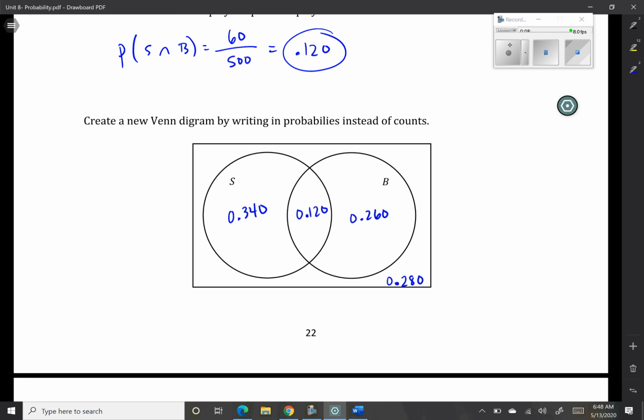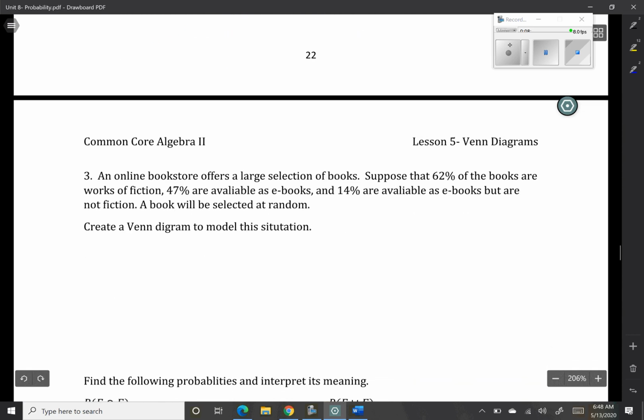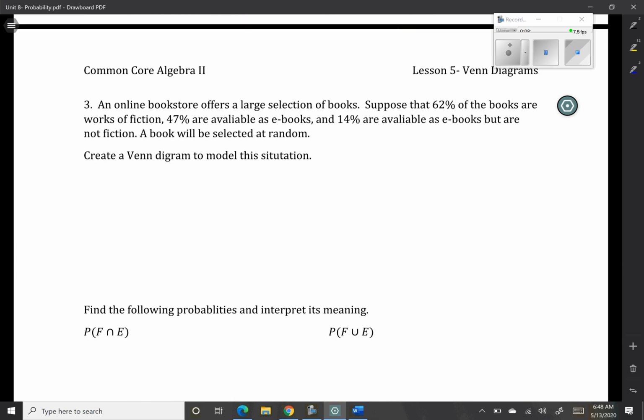I can even find some really weird ones, like what's the probability of a student being just in sports or in neither sports nor band. So you could add those probabilities up. You could do a lot of different things with the Venn diagram. So now that we know that we can make a Venn diagram out of probabilities, let's try one. Number 3 says an online bookstore offers a large selection of books. 62% of the books are fiction, 47% are ebooks, those are electronic books, and 14% are ebooks but are not nonfiction. Let's create a Venn diagram.